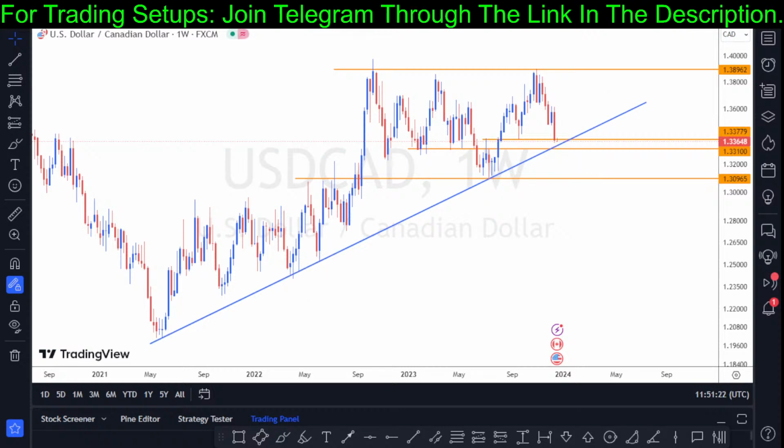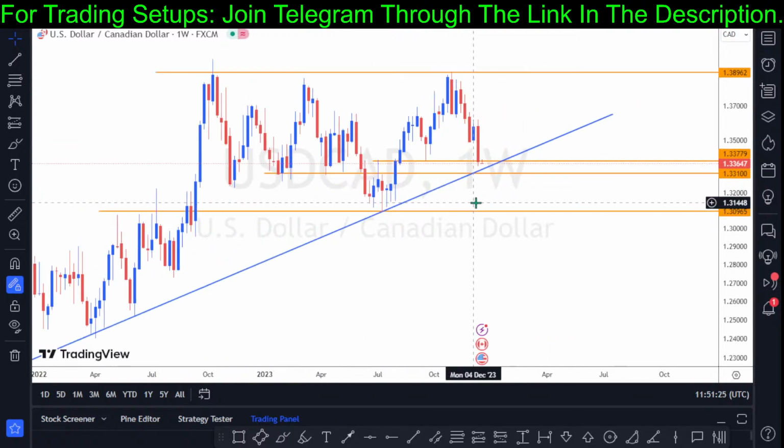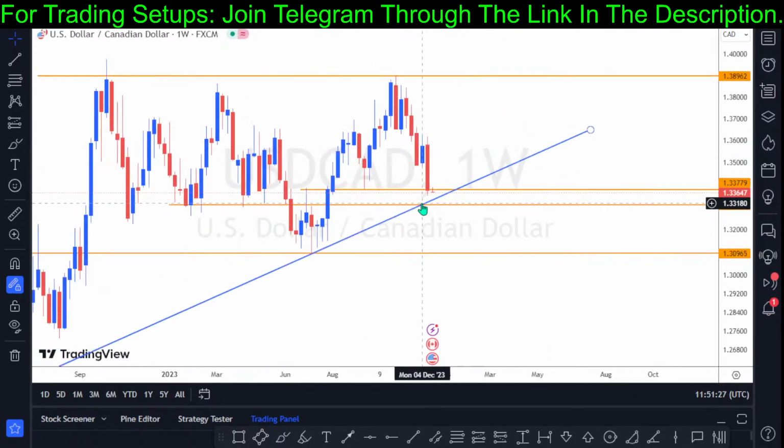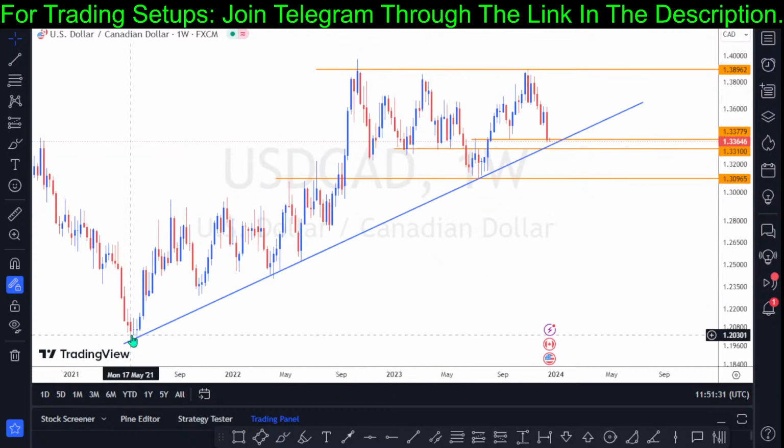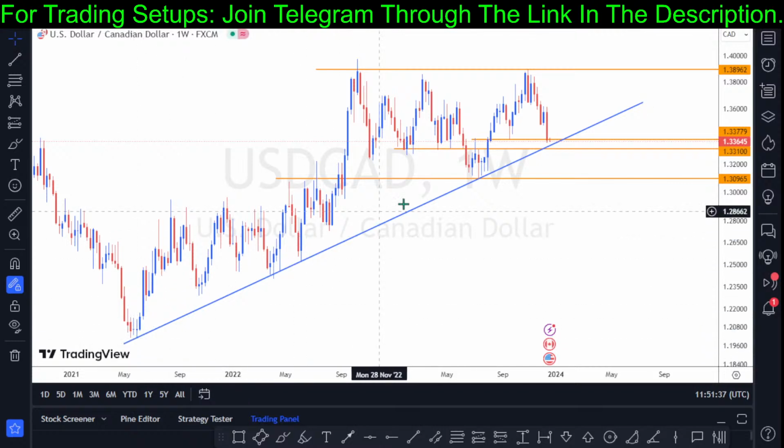What I'm going to be looking out for right now is how price is going to react to this rising trend line from the weekly chart. This is a multi-year major trend line, which has been in play right from the 17th of May 2021, right from this swing low right here. This trend line has been holding up price.